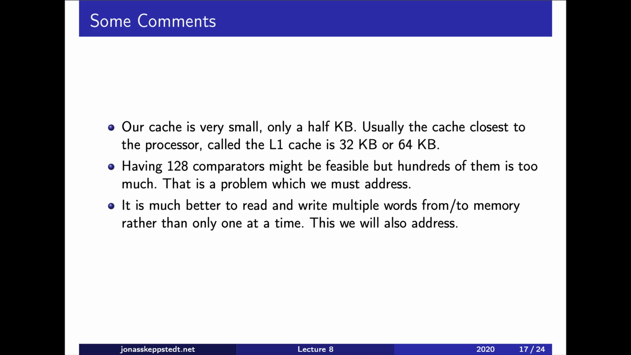So some remarks about this cache. It's extremely small, and normally a cache is much larger. Also, there are different levels of caches. The smallest cache is closest to the processor pipeline, and it's also as fast as the processor pipeline. And then there can be 3 or even more levels of caches, and each one is bigger and slower.